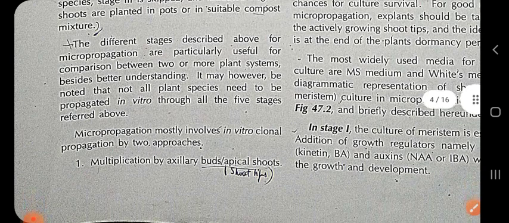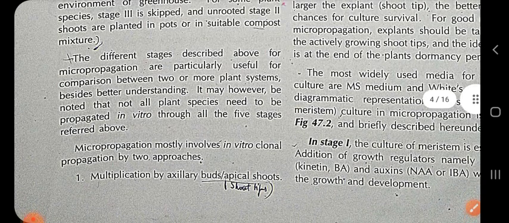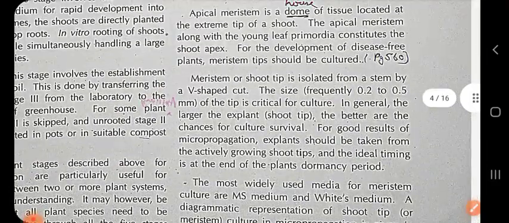Now, micropropagation is a lengthy process, as you can see, but it is not so lengthy if you compare it with the growth of plants normally in in vivo conditions. It is lengthy, but within that time we can produce many plants, which is not possible naturally with in vivo techniques.